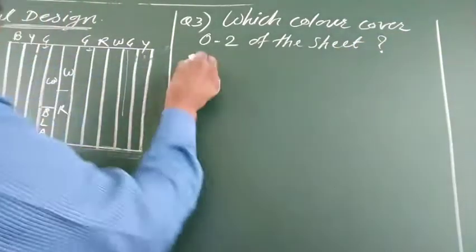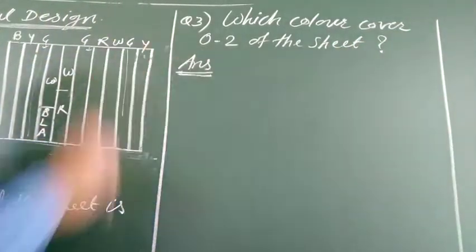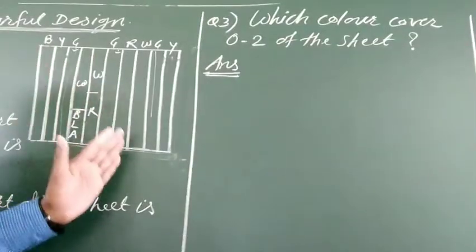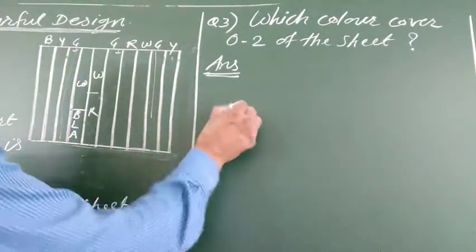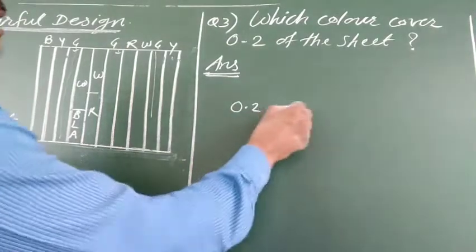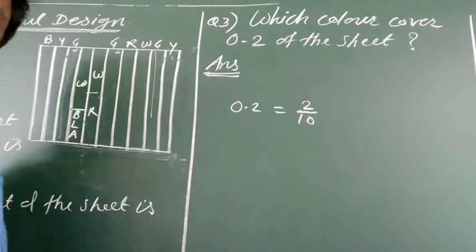ओके. अब इनमें से हमें ये देखना है कि इस सीट में कौन सा कलर ऐसा है कि जो आपका 0.2 सीट का पार्ट कवर कर रहा है बेटा. तो 0.2 मीन्स व्हाट? It is 2 out of 10. No, 2 out of 10.